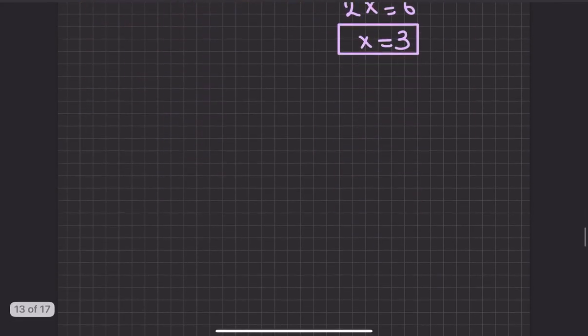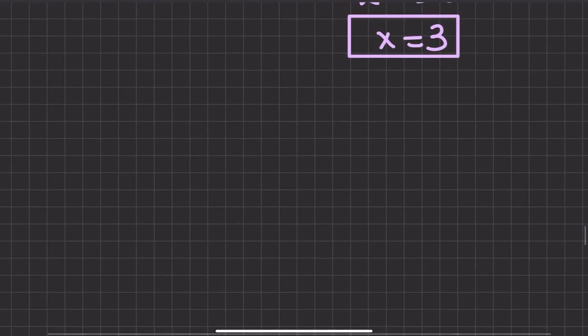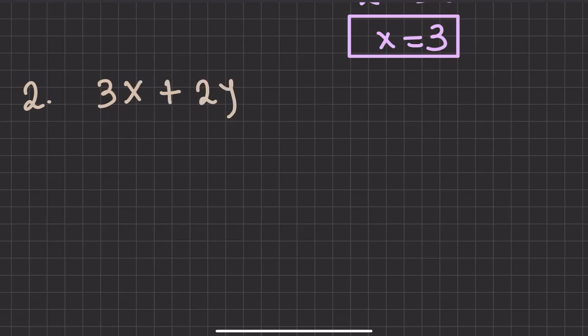The second example. I'm going to write down 3x plus 2y equals 16, and 3x minus y equals 1.